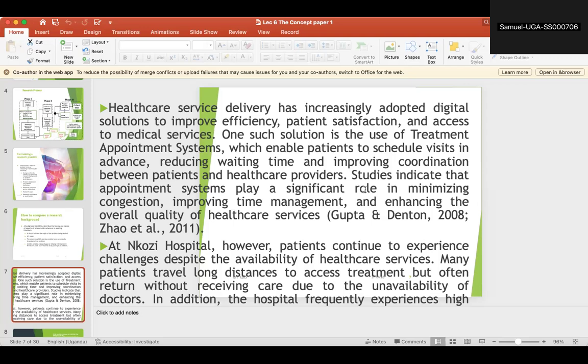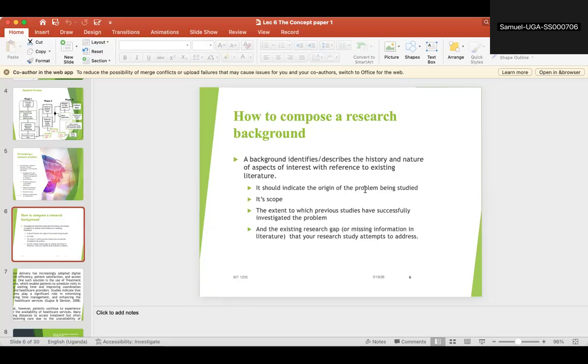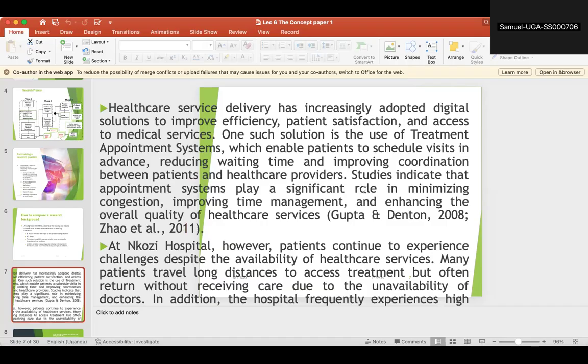Patient satisfaction, and access to medical services. One such solution is the use of treatment appointment systems, which enable patients to schedule visits in advance, reducing waiting time and improving coordination between patients and healthcare providers. First, go back to the previous. Repeat. Healthcare service delivery has increasingly adopted solutions for efficiency, patient satisfaction, and access to medical services.